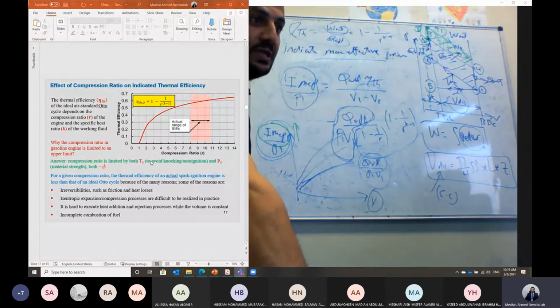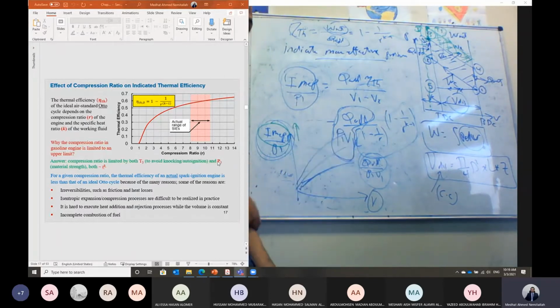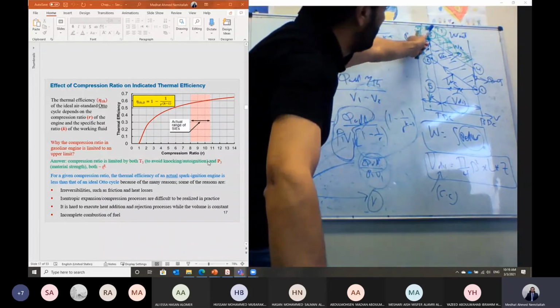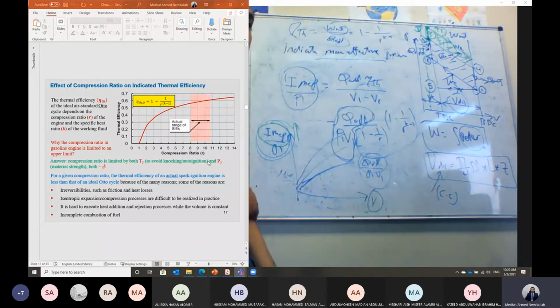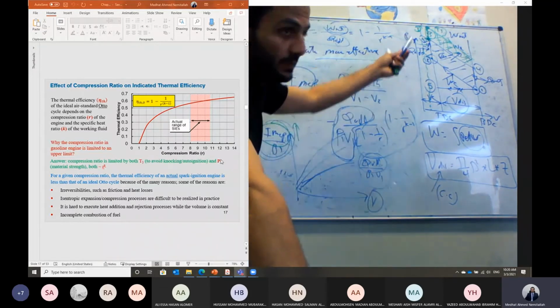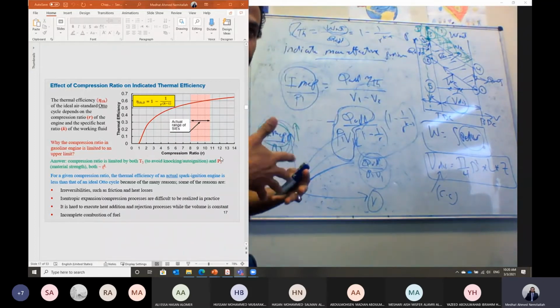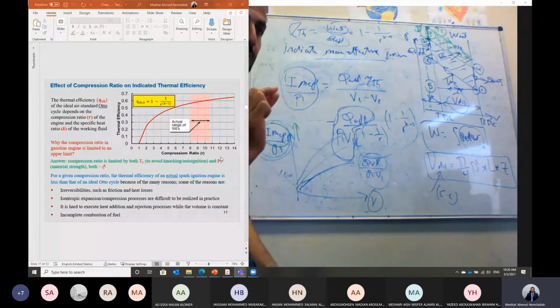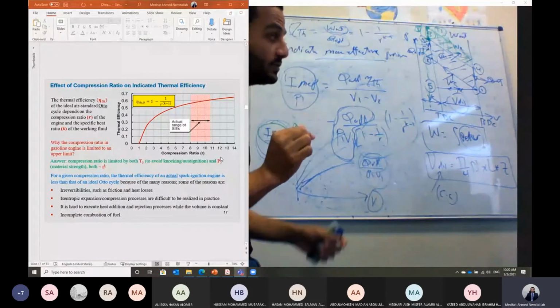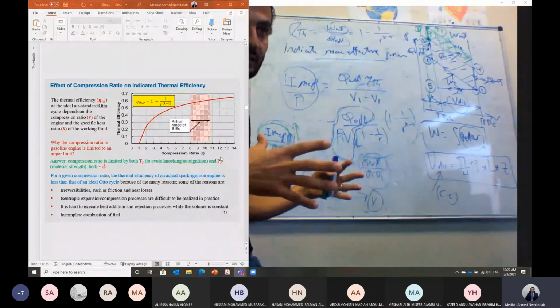But if this temperature is limited, we cannot increase the compression ratio too much in the case of a gasoline engine, because in this case we may have self-ignition. So this temperature T3 should be lower than the self-ignition temperature of the fuel, the gasoline fuel in this case. So T3 is limited to avoid self-ignition, and also the maximum pressure in the cycle, P3, is limited due to the material strength. In case of gasoline, usually we don't use very thick material because the pressure inside the cylinder is not too high.